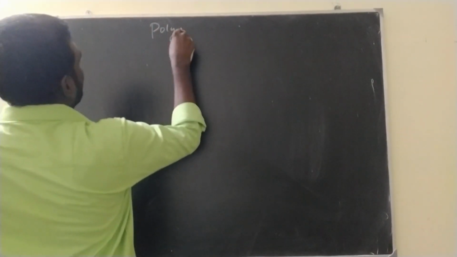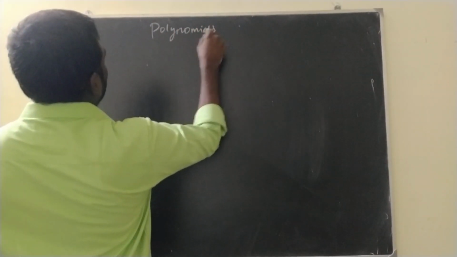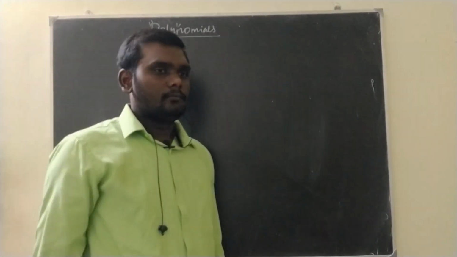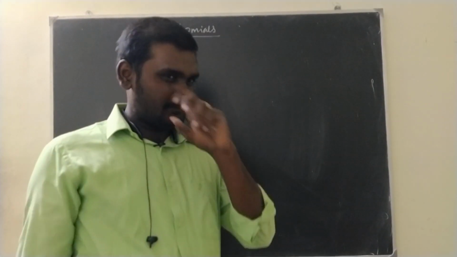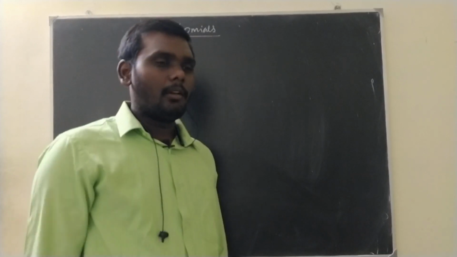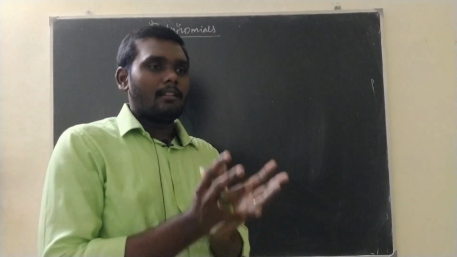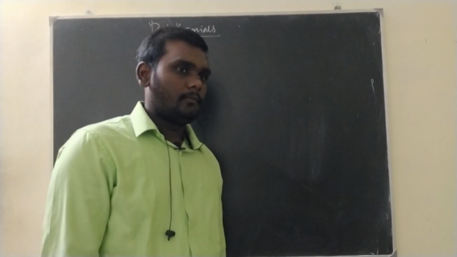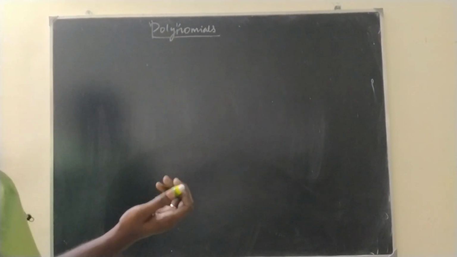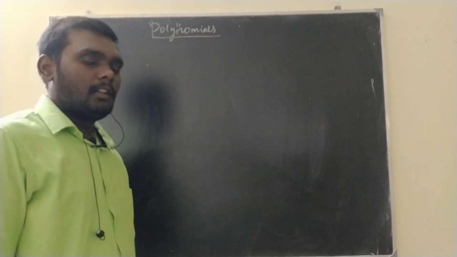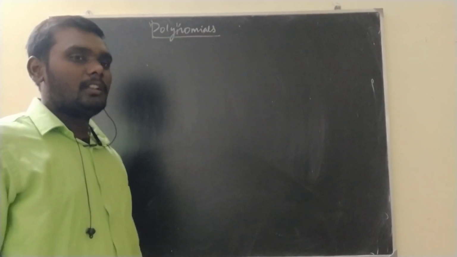Polynomials mean, as you said, poly means many. Nomials means some values. It may be a constant value or else a variable value. It's a combination of many constants and variables. We have types of polynomials based on the number of terms as well as based on the degree.